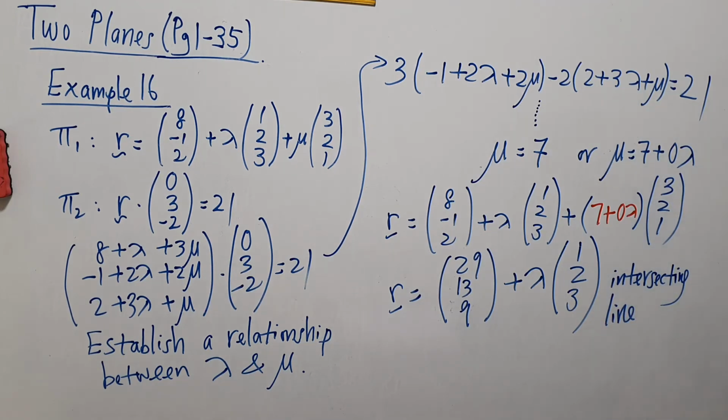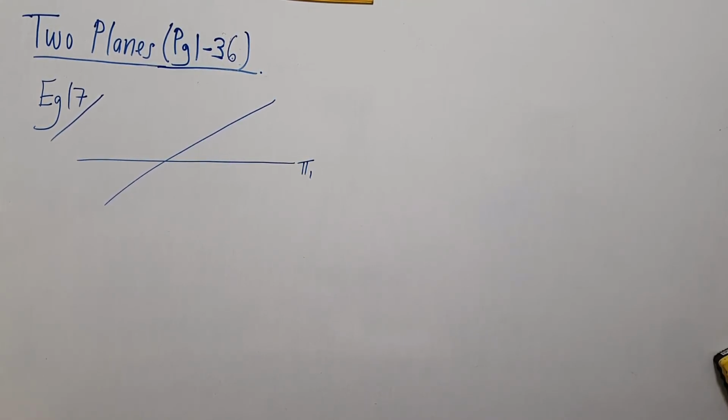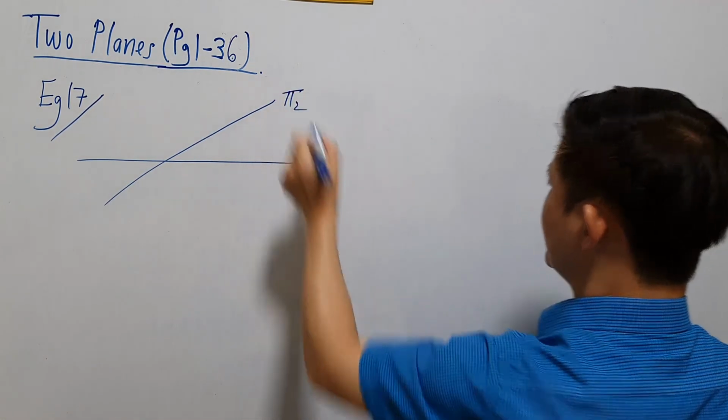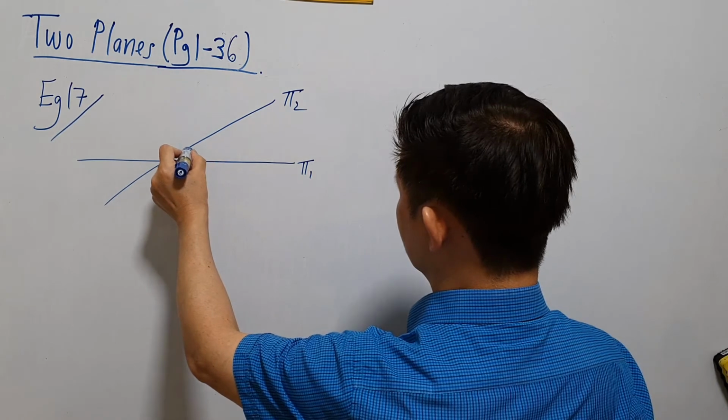Right, and that completes example 16. We are now into page 136, example 17. We are interested to find the angle between two planes. If you see two planes from a far distance, it will look like two edges like this. Okay? And then if you are talking about the angle between two planes, we are actually referring to this angle.